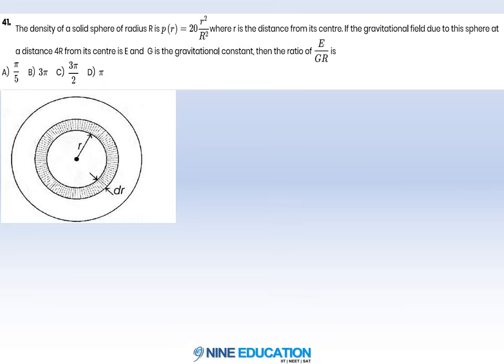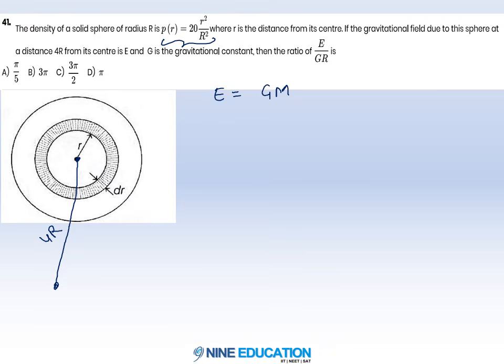In this question, the density of a solid sphere is given. This is not uniform density, this is variable density, where r is the distance from its center. The gravitational field due to this sphere at a distance 4r from its center is E, and G is the gravitational constant. So what they are asking is the field at this point, which is at 4r distance.